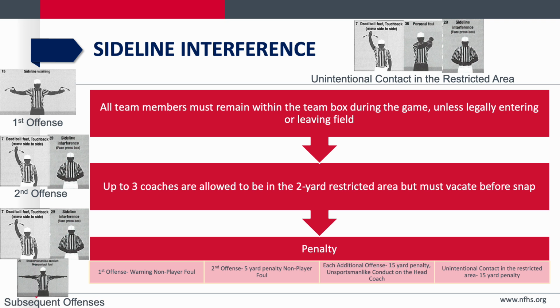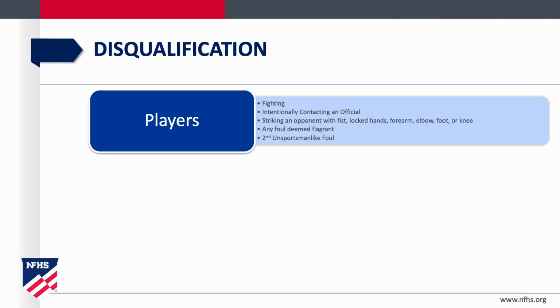If contact is made unintentionally in the restricted area, there is an automatic 15-yard personal foul for sideline interference that is enforced from the succeeding spot. If this foul occurs a second time, it also comes with the ejection of the head coach.